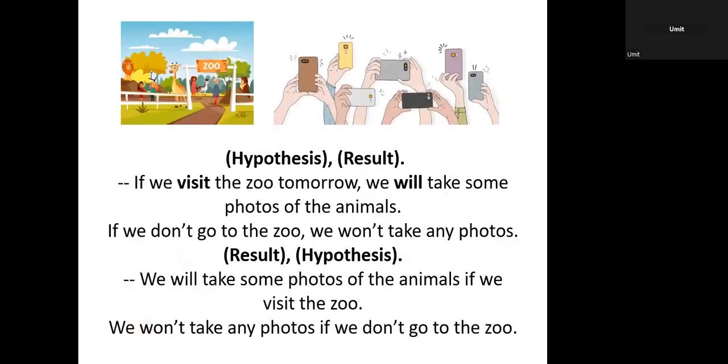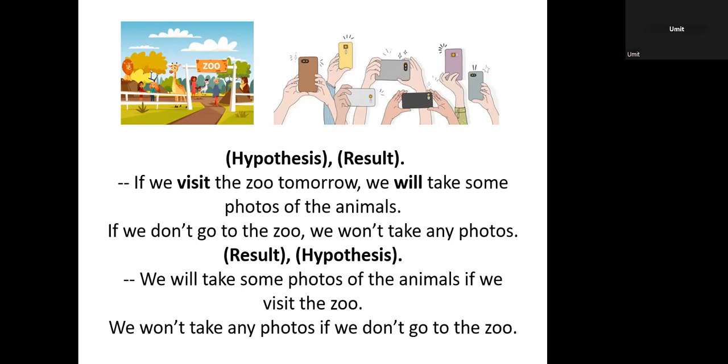Now let's take a look at the hypothesis and result. For example, if we visit the zoo tomorrow, this is a hypothesis. If we visit the zoo tomorrow, as a result, we will take some photos of the animals. But if we don't visit the zoo tomorrow, we will not take any photos. If we don't go to the zoo, we won't take any photos.